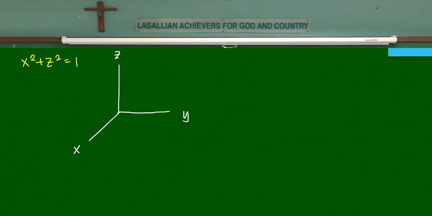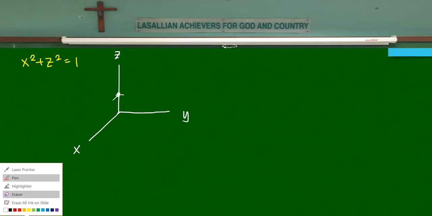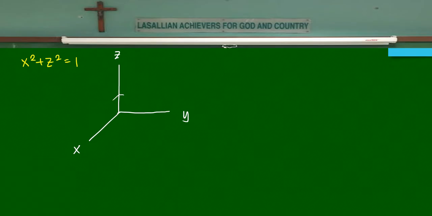If x is 0, z is plus and minus 1. So z is plus 1 and minus 1. But as I said, we won't be showing the other octants. I'll be focusing more on the first octant. So I'll just make this a bit bigger. Let's just say that's 0.5. So let's just say this is 1. And then if z is 0, x is positive 1. So it's this one. And you notice that this is an equation of a circle on the xz plane.